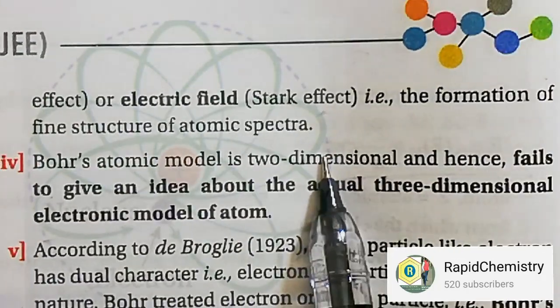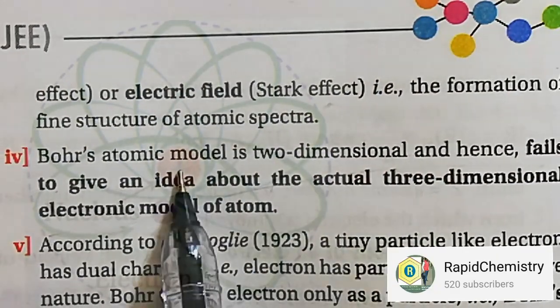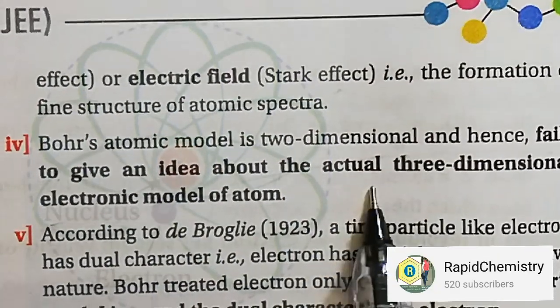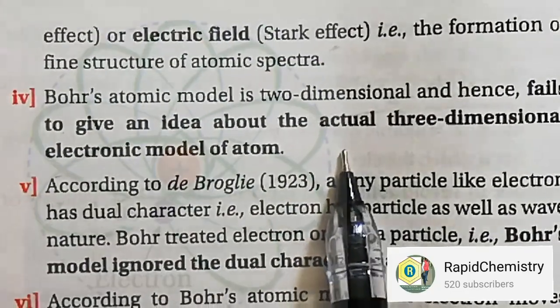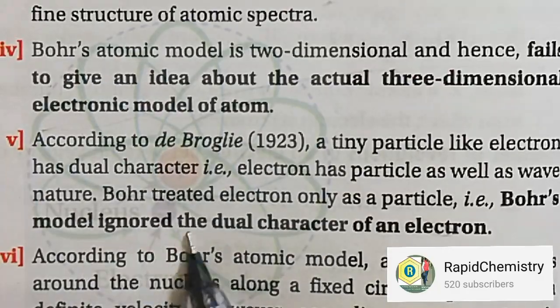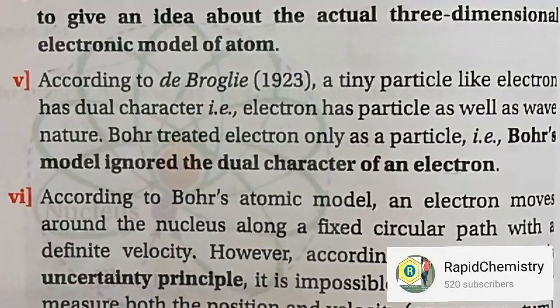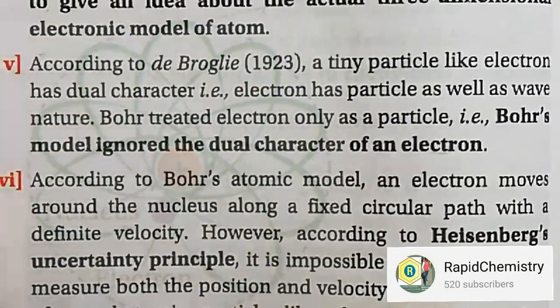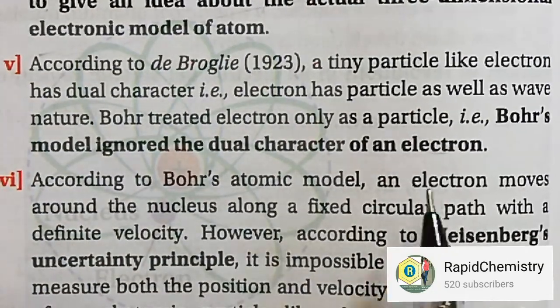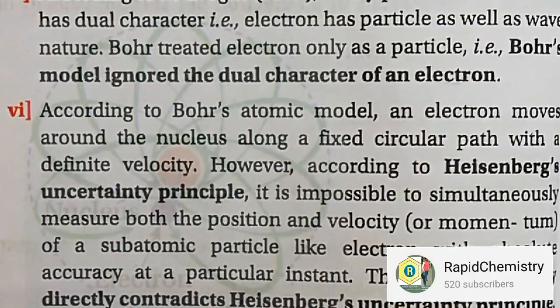I have discussed this a bit last day. And the Bohr model is two-dimensional, whereas the atom is three-dimensional. In the Bohr model, the dual character of an electron has not been considered. Heisenberg's uncertainty principle also cannot be explained on the basis of Bohr's atomic model, and that's why a new model is required.